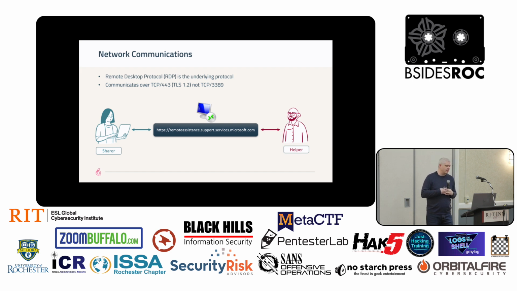Specifically, the main one that's connected to is remoteassistance.support.services.microsoft.com. So again, to go through that session, the helper wants to connect to the sharer. All of the traffic between the two is going up through Microsoft's servers and then back down. You might think, oh, well, I want to block this, so I just need to only block this particular website. Or if you want to allow it, you only need to allow this particular website. No.